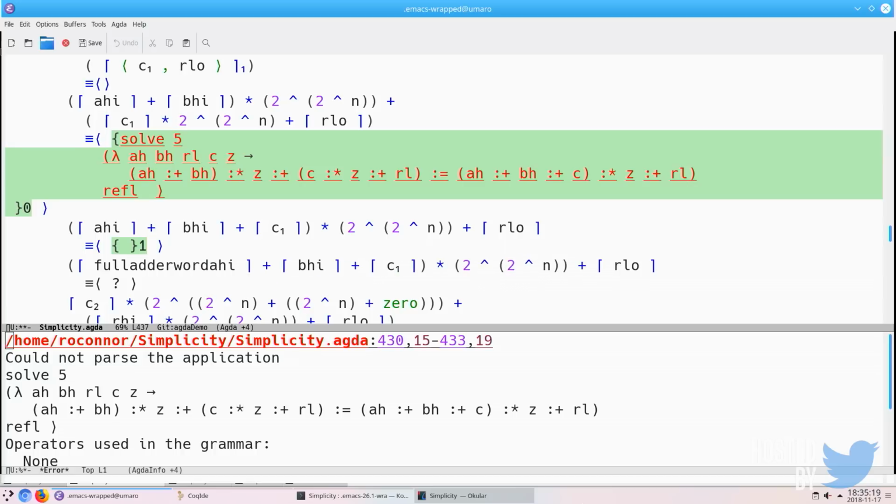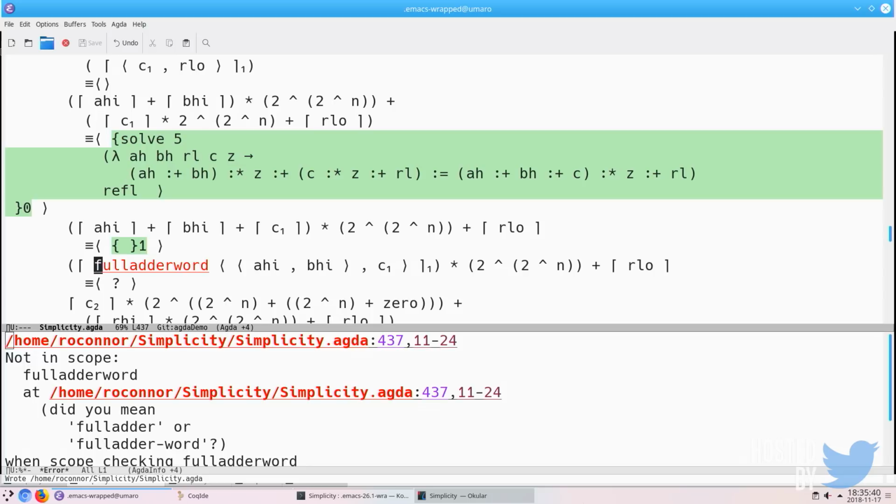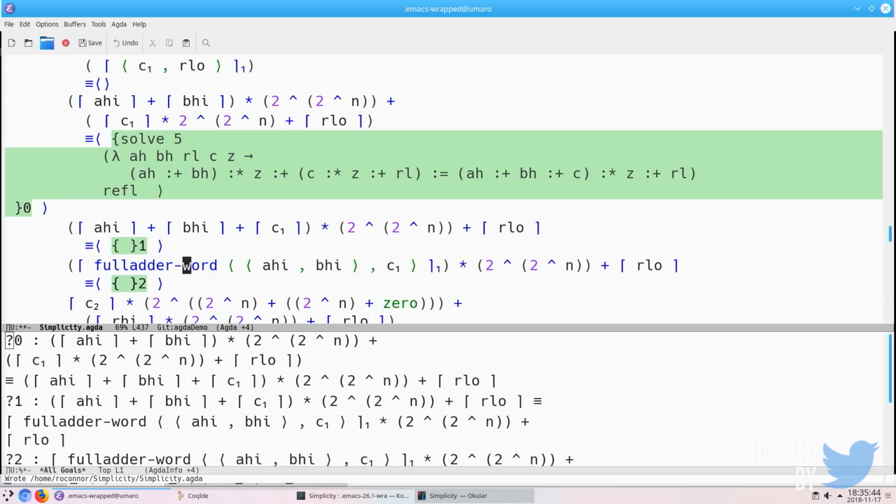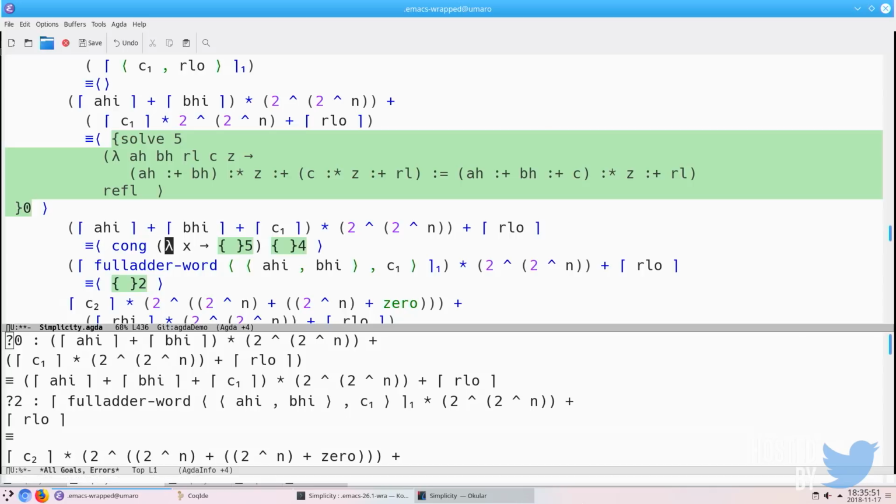full adder word of A high, B high, C1. That's within these semantics here. Sorry, full adder word. Right, and that again, we use this conjugation operation to prove that. And we have to give the context, which in this case is right here. And here, the proof is full adder word correct.